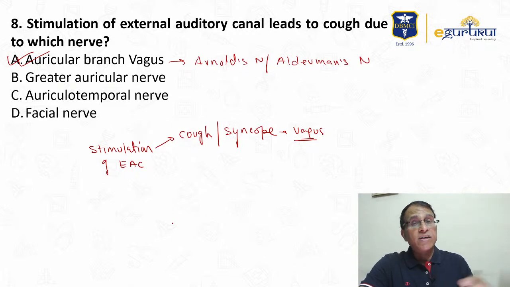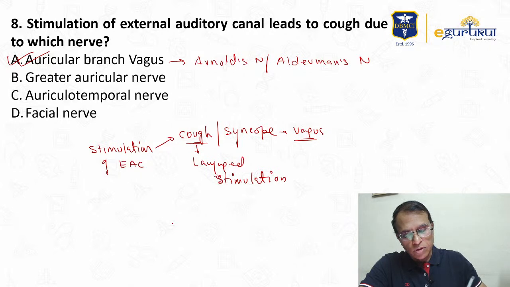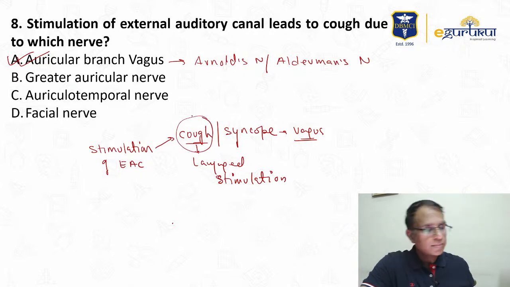And the reverse can happen. Cough is due to laryngeal stimulation. Larynx gets stimulated, and that laryngeal stimulation causes coughing. Right. Next one.